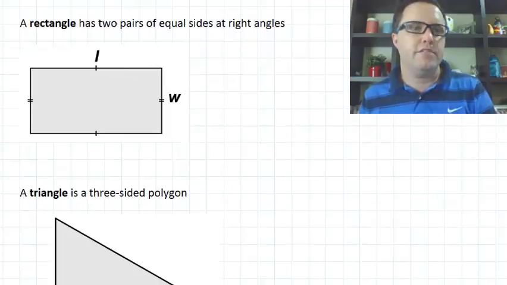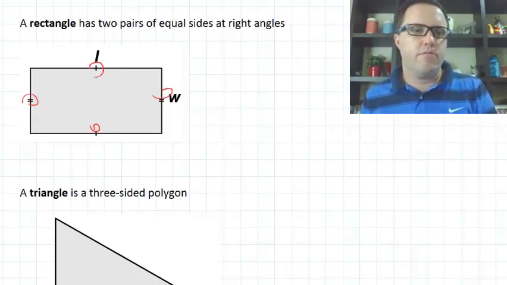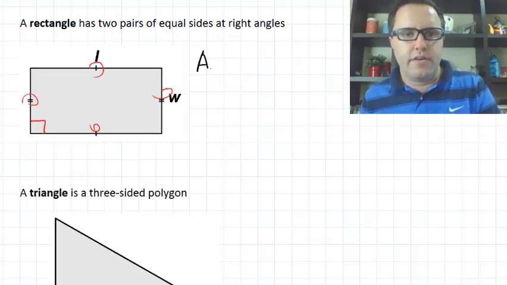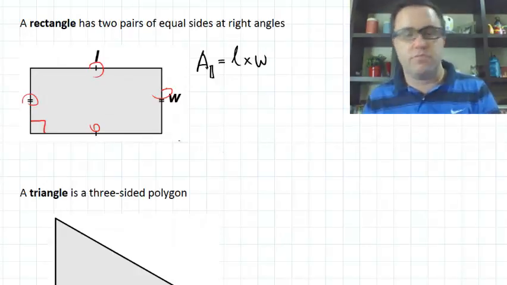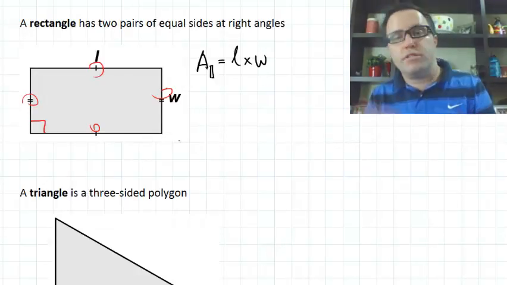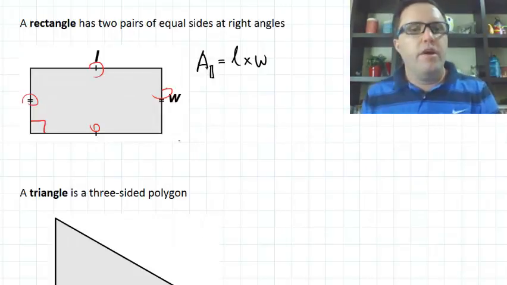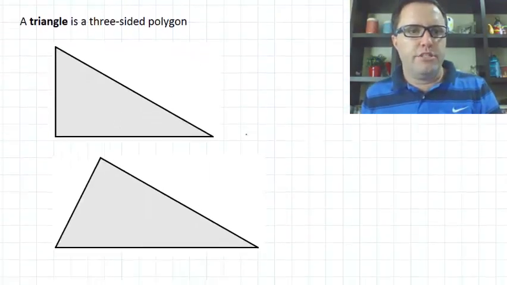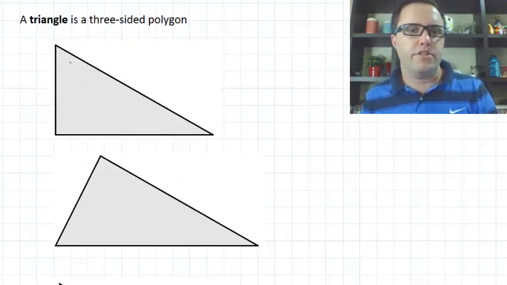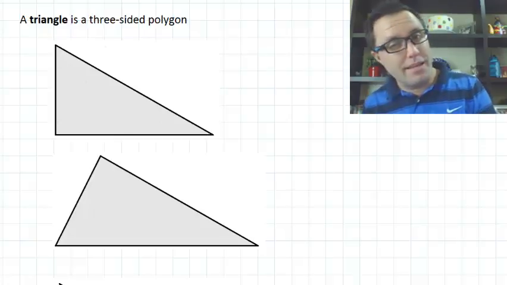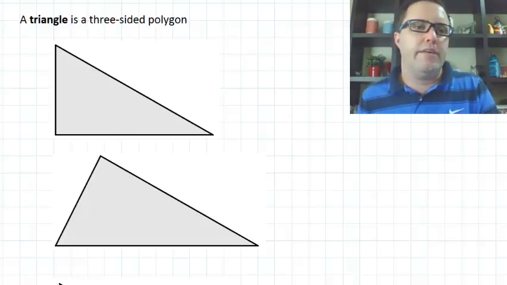All right, a rectangle has 2 pairs of equal sides, so equal, equal, equal, equal, and they're at right angles to each other as well. Okay, and our formula for that is the area of a rectangle is equal to length times width. Okay, so whatever the length is times whatever the width. It doesn't really matter which is which, just multiply them together. All right, a triangle is just some 3-sided polygon. Okay, and triangle, by the way, is about the angles, so it's got 3 angles inside of it. It's not necessarily about the sides, but it's okay.